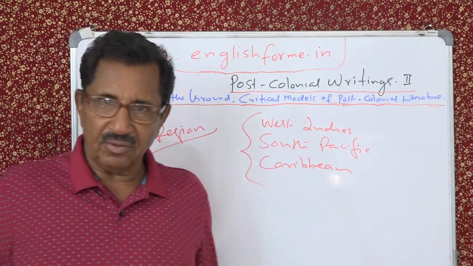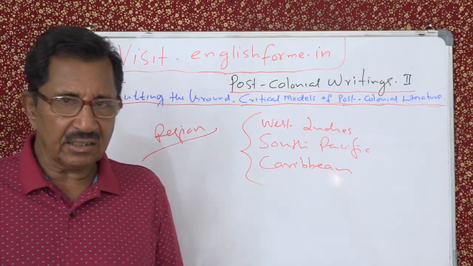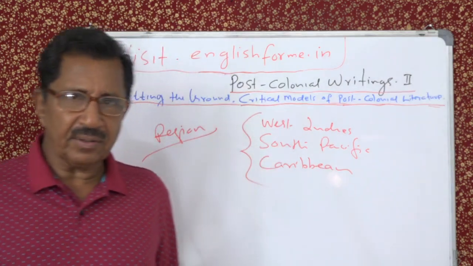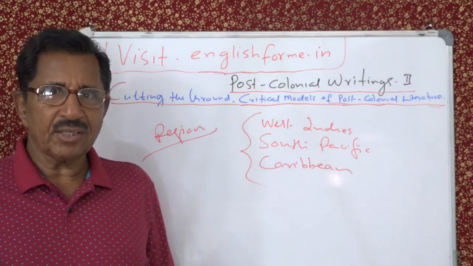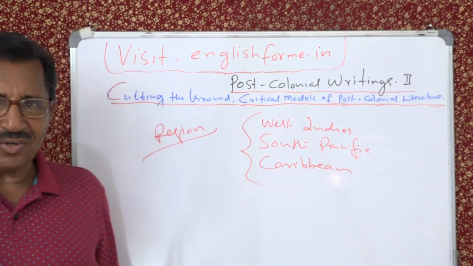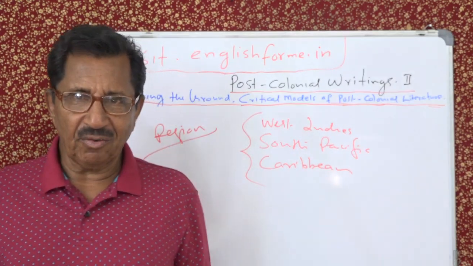Australian is a national model. Canadian is a national model. We can say New Zealand is a national model. See, Nigeria and so on and so forth, you find that. But for the time being, you understand what is meant by a national or regional model of post-colonial literature or post-colonial writing. I hope that you have followed me.